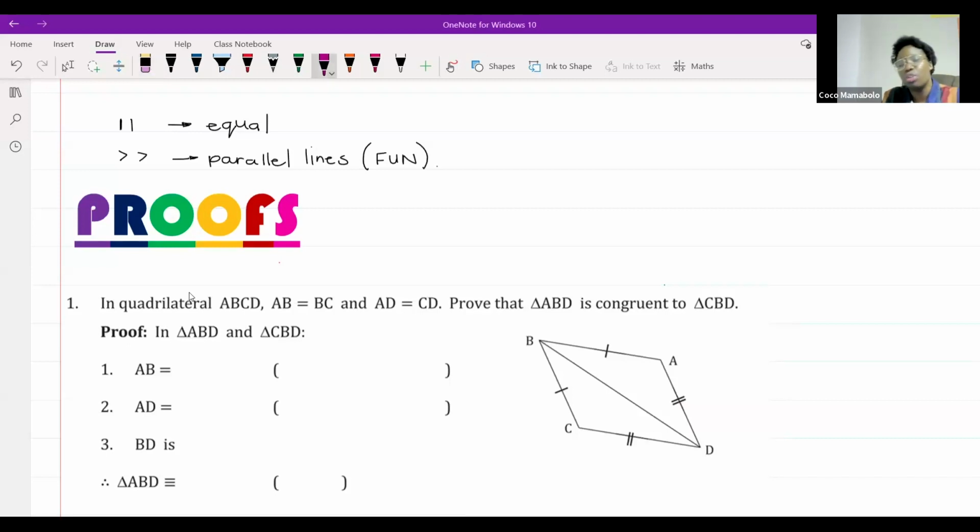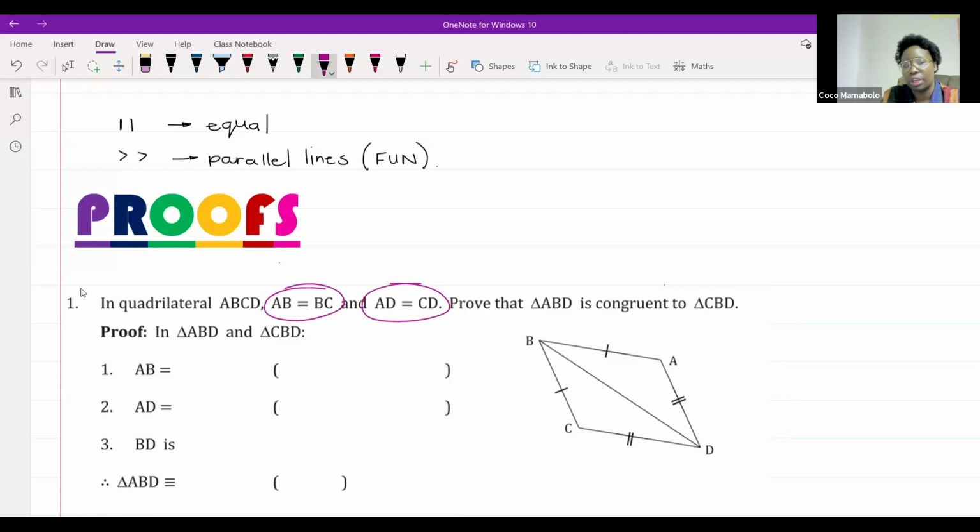I want us to note, guys, the order in which the triangles that we're trying to prove have been given to us. Watch what they're saying here. They're saying in quadrilateral ABCD, AB is equal to BC, AD is equal to CD. This is nice given information. We're going to use it in just a little bit.